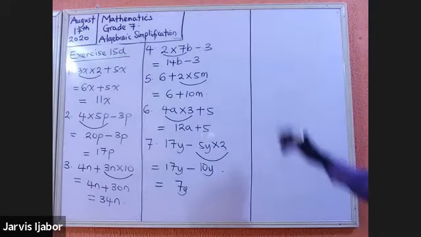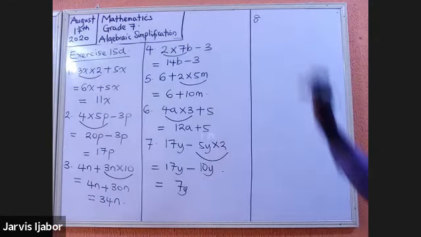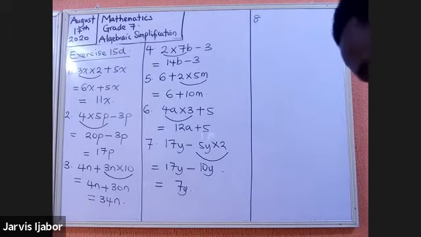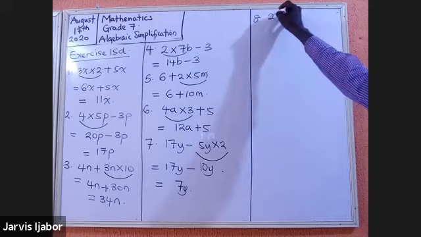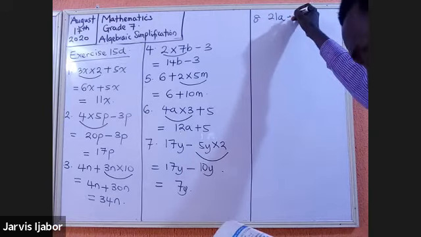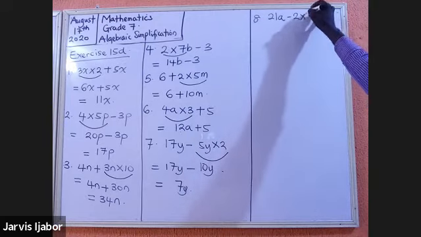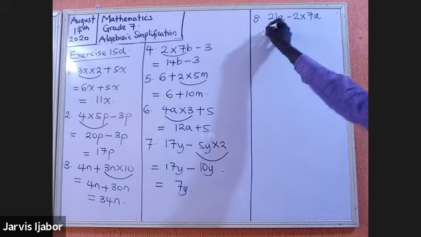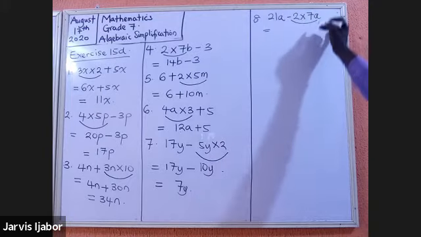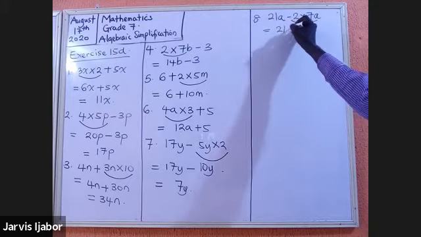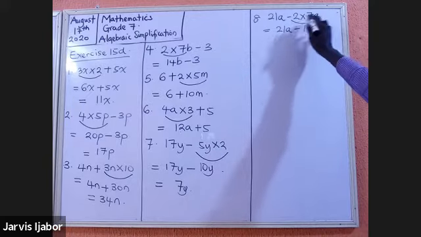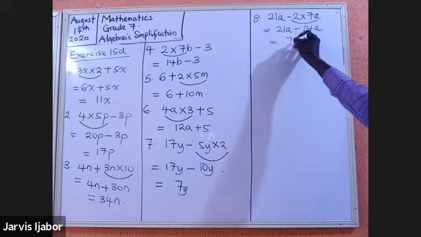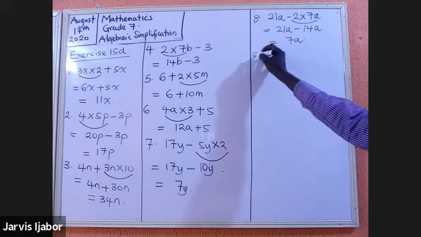All right, number 8. In question 8, you have 21a minus 2 times 7a. You will do this one first. That will give you 21a minus 14a because you are doing multiplication first. And that also gives you 7a. Number 9.